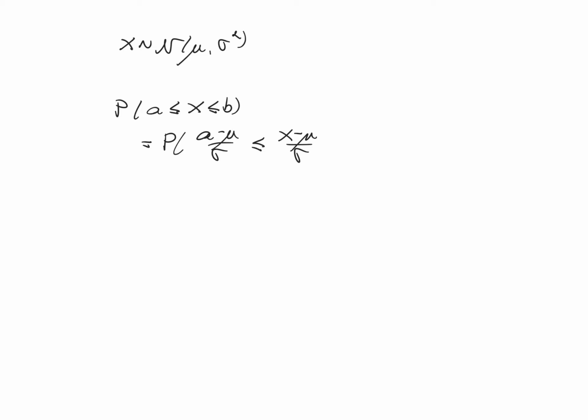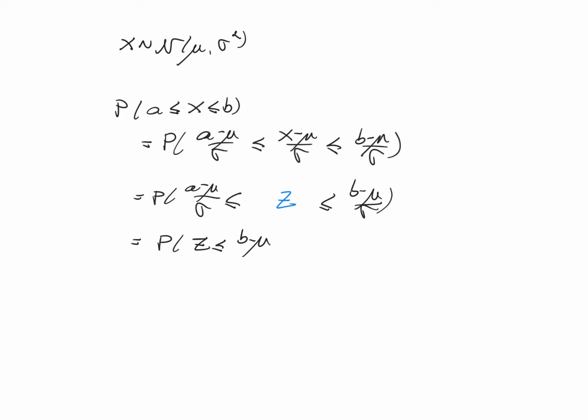So assume that x follows a normal distribution with mean mu and variance sigma squared. Then if we want to calculate the probability that x is between a and b, we first apply the transformation: we apply minus mu over sigma to every term in this inequality. Then we know that (x minus mu) over sigma is equal to the variable z, which follows a standard normal distribution. And then you can just apply the fact that the probability for an interval is the probability for the upper value minus the probability for the lower value.